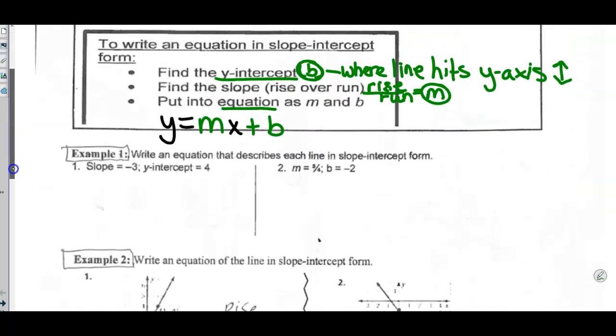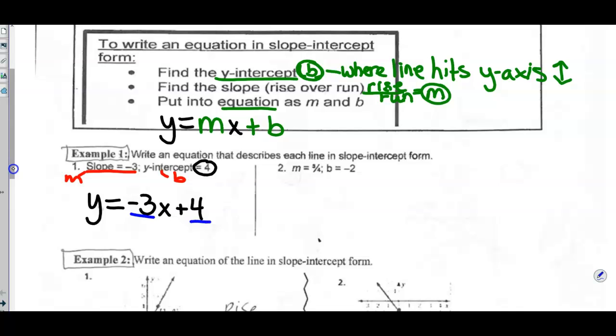So in this first example, if I give you the slope, this is your m, right? And if I give you the y-intercept, this is your b. We're just going to plug it into the equation. So I have y equals m, which is -3, and then I have x. I always want to put my x in there, and then our y-intercept is this 4, so it's a positive 4, so I'm going to put plus 4. So I just wrote the slope in and the y-intercept, my m and my b. That's it. That is how you write the equation given the slope and the y-intercept.